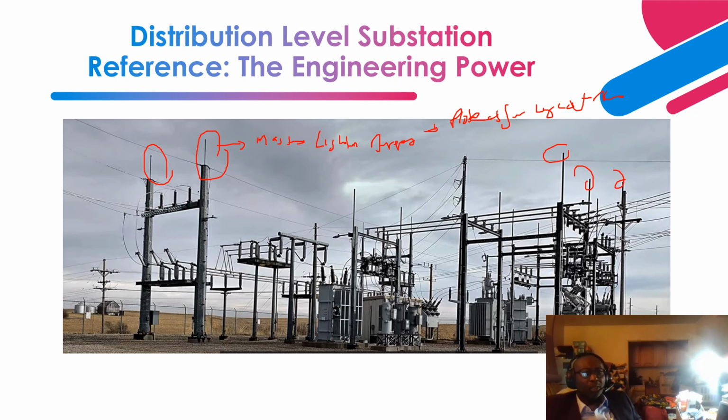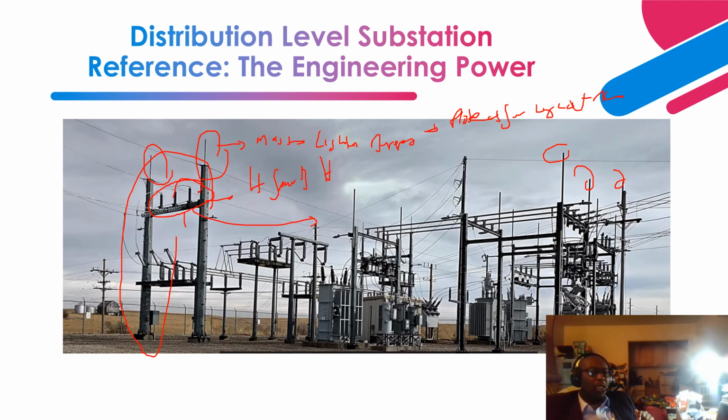So this tower structure is called an H-frame. As you can see, it is in the form of the letter H. On top of that are the lightning masts. As much as you are protecting the whole substation based on the arrangement of these lightning arrestors, we have surge arresters too, that basically protect the equipment at the entrance of the distribution level substation.